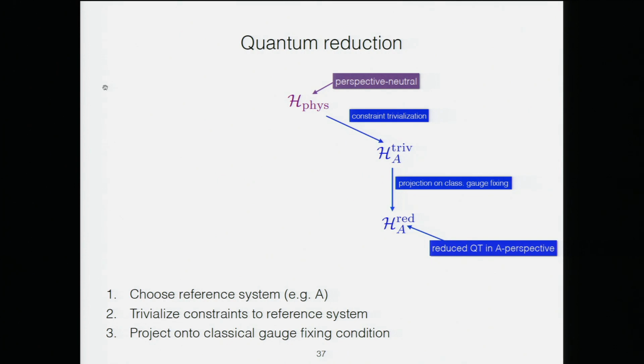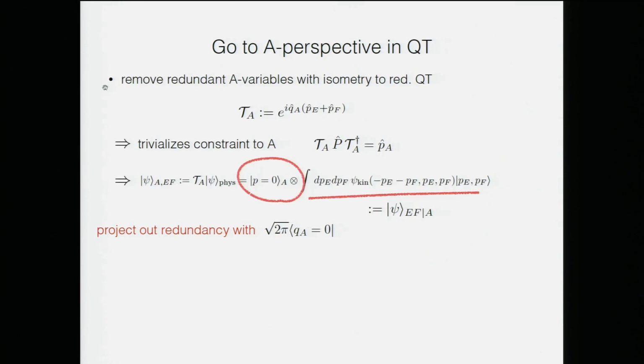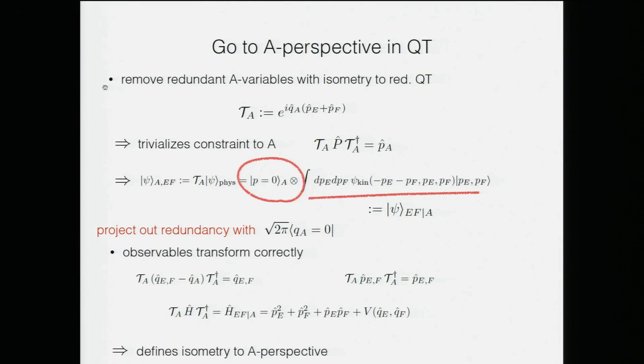The third step is basically projecting on the classical gauge fixing. That's a bit like the Page-Wootters construction. There you also project on states of whatever you choose as your reference clock, and then you get rid of this redundancy. Here, that would be the quantum reduction map. In this particular example, you can just project on QA equals zero, and then you get rid of that first term, and you're just left with that remaining state. And then you can check also that this trivialization map transforms the Dirac observables, these relative observables, correctly to what they should be on the reduced Hilbert space.